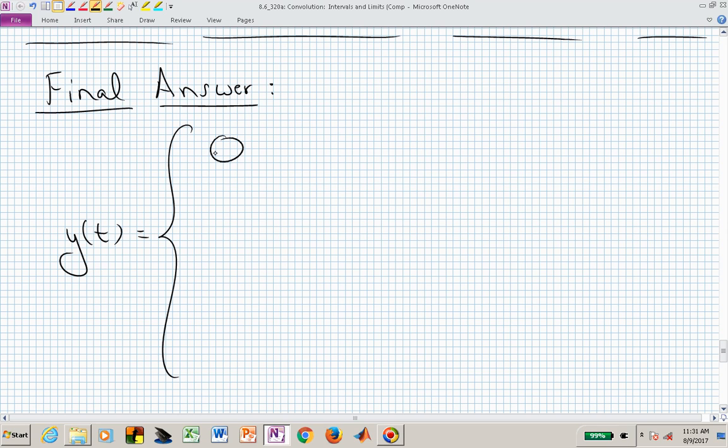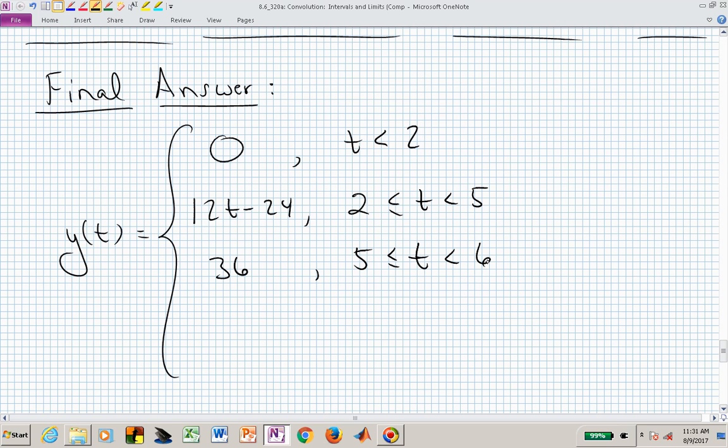We know that it's 0 as long as t is less than 2. It's 12t minus 24, and you could evaluate that at 2 and see that, oh, it is actually equal to 0, so we do have continuity at the limits of my intervals. It's then 36, so if I evaluated that at 5, I would have 5 times 12, which is 60, minus 24, which is 36, so we're looking like we're consistent with our values or functional forms for y of t.